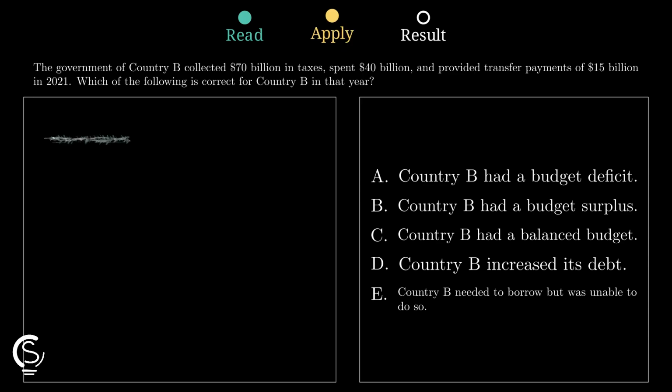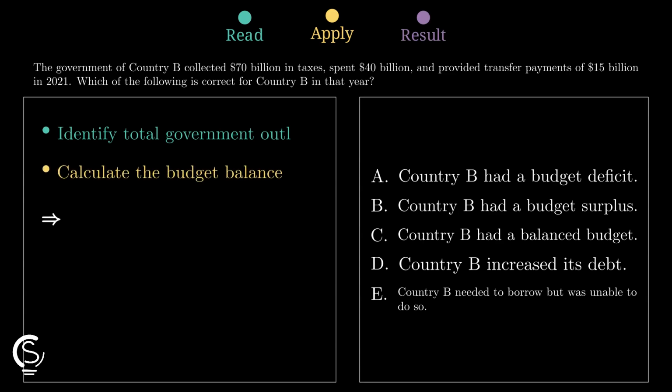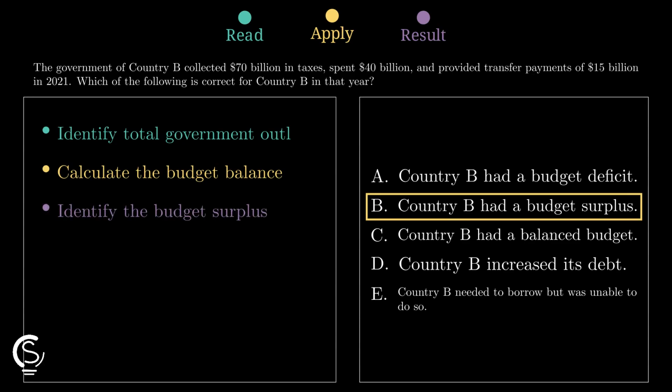Next, we compare that total spending to the $70 billion collected in taxes. Subtracting $55 billion from $70 billion leaves us with a positive balance of $15 billion left. Since the government collected more than it spent, it has extra funds. This confirms a budget surplus, making option B the only correct choice.